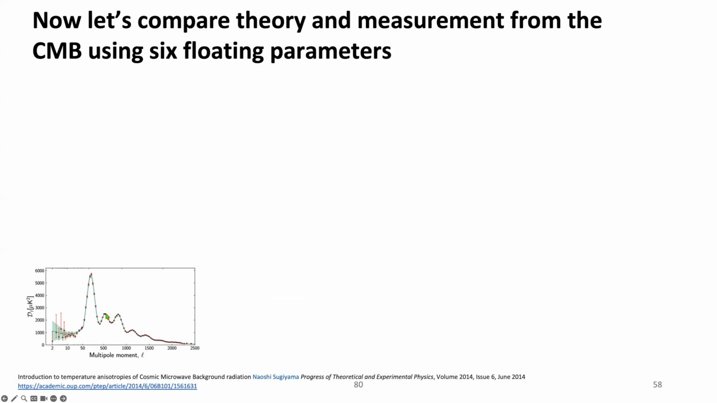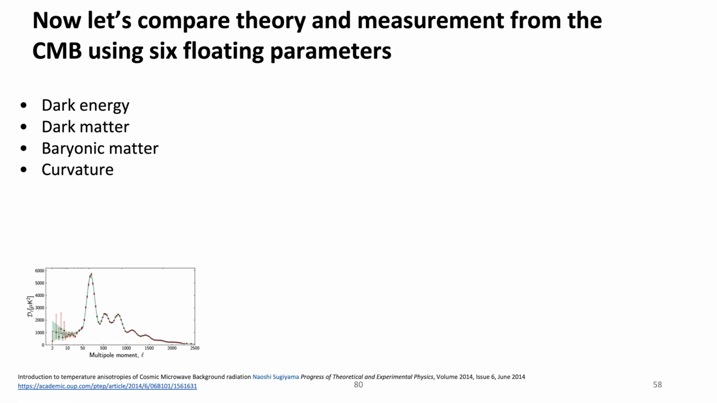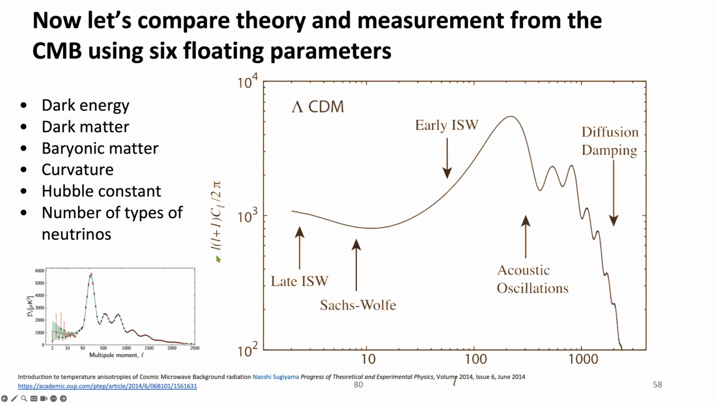And see again, the height of these bumps and so forth, they're related to the amount of dark energy, dark matter, baryonic, which is atomic matter, the curvature of the universe, and the Hubble constant, and in a way related to how many kinds of neutrinos are in the universe. All this stuff goes into the modern model of the universe and its evolution.